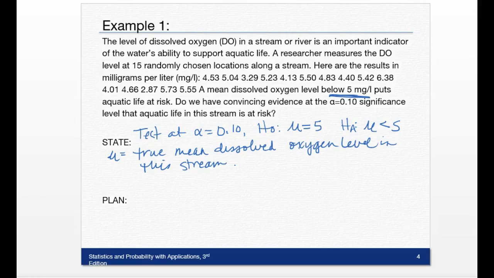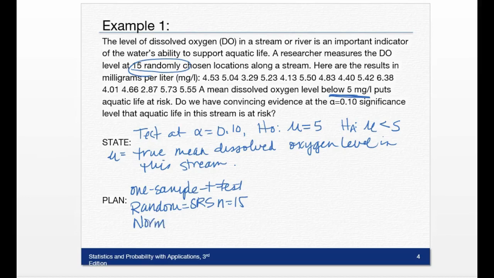Now for the plan step, there's 3 things, right? What test do we want to do? We want to use the one sample t-test. Then we check our conditions. Do we know if this is random? It says 15 randomly chosen. So I say SRS, n equals 15.